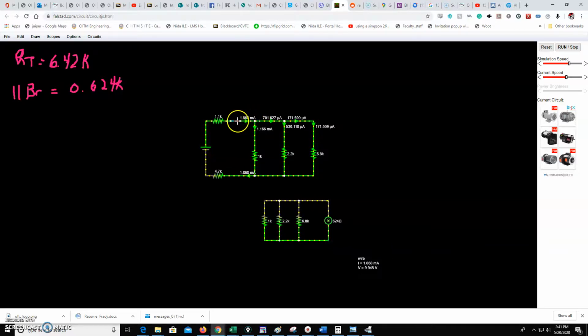So this is the current split. So let's follow that. 1.8 milliamps till we get to this junction. 1.1 goes this way, 700 micros go that way. 700 micros at this junction, 530 go that way, 171 go that way. So you should be able to do that math as well, and that lets us see some things that we might not have thought about before too.